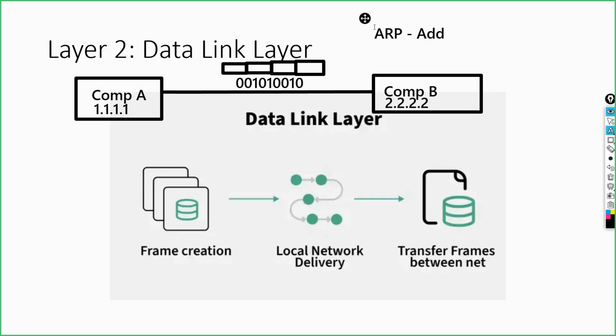ARP stands for Address Resolution Protocol. So if someone asks you on which layer ARP, the Address Resolution Protocol, works, you can say it works on the data link layer. Or if someone asks what protocols work on the data link layer, you can say that Address Resolution Protocol is one of the protocols, and there are many others which we are going to discuss. So is it clear how the communication happens on the data link layer?